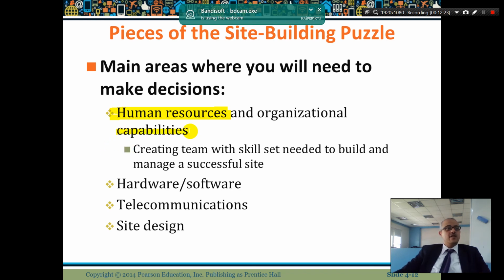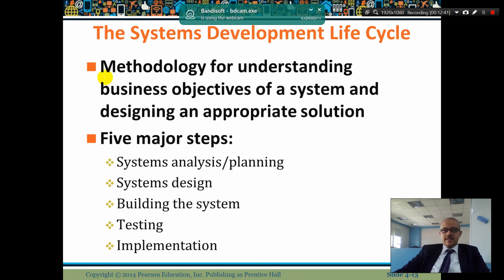You need to have servers, you need to maybe buy servers, or rent servers. Creating a team that has a skill set to build and manage successful sites: hardware, software, telecommunications, site design. All of these you need to work to get. Methods for understanding business objectives of a system and designing an appropriate solution. These are 5 major types.